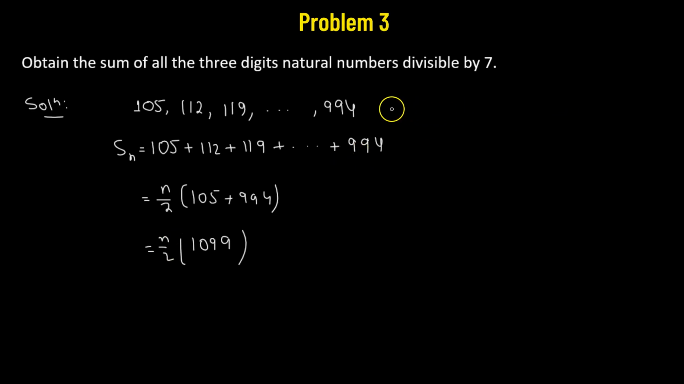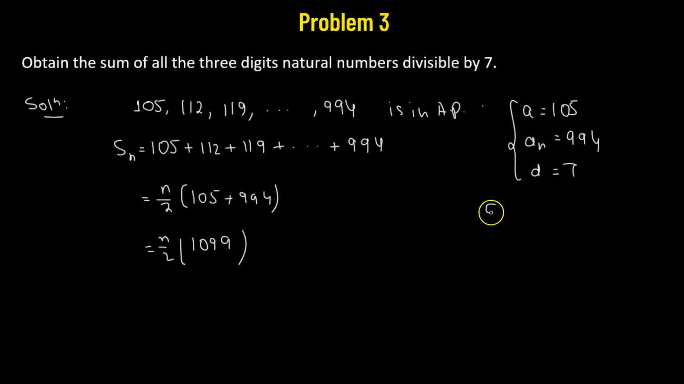Now we know that this particular sequence is in AP, or arithmetic progression, which means that our first term is going to be 105, our last term is going to be 994, and then our common difference, that's 7. Using these three values, we can now find out the value of n. We know that an is given by a plus n minus 1 times the common difference d. Let's plug in the values. We have 994 equals 105 plus n minus 1 times the common difference 7.